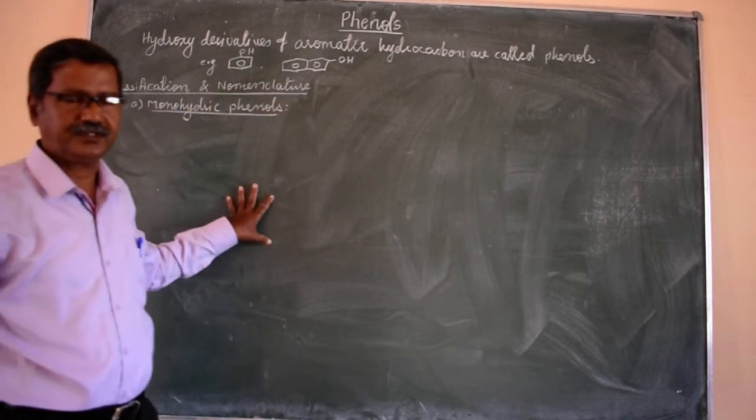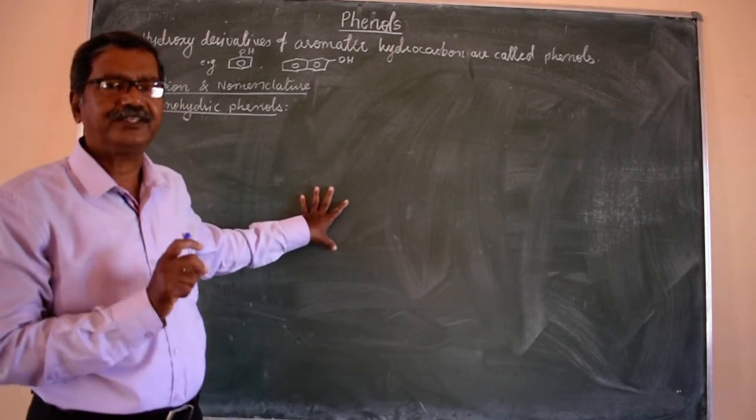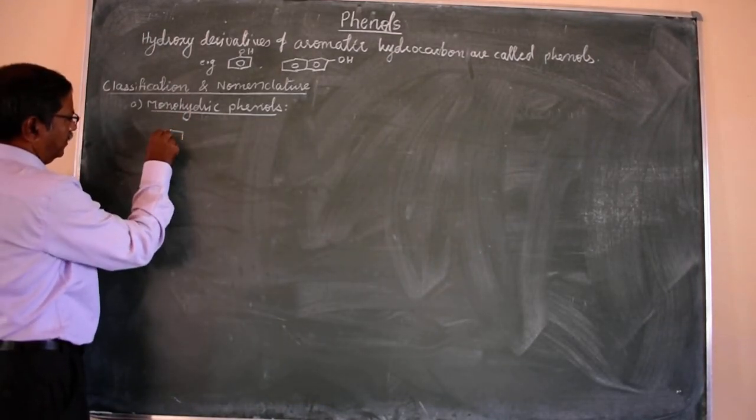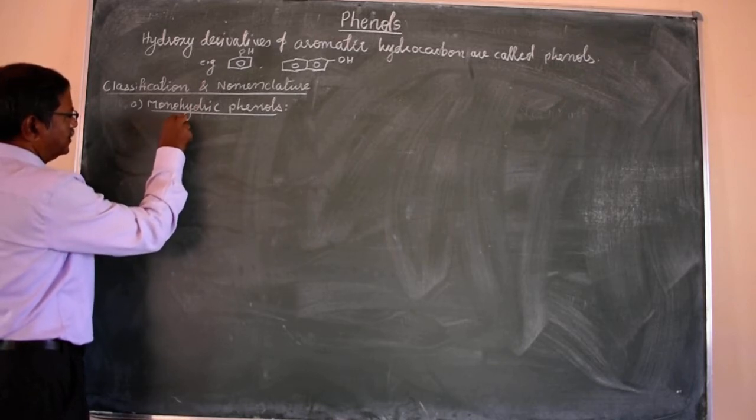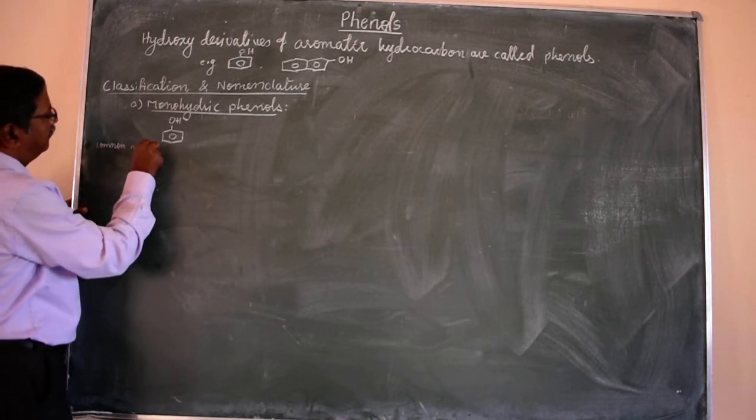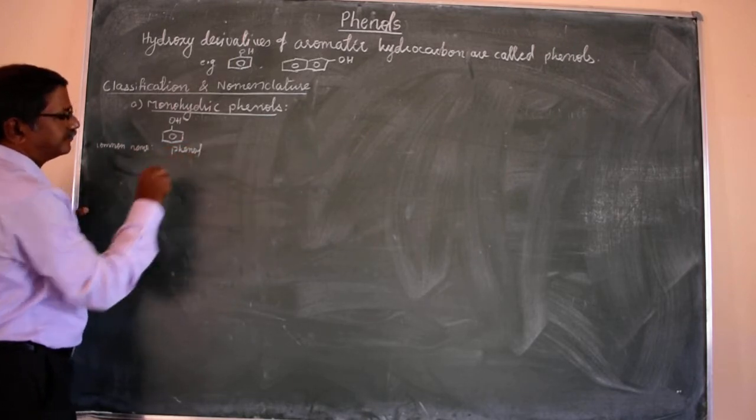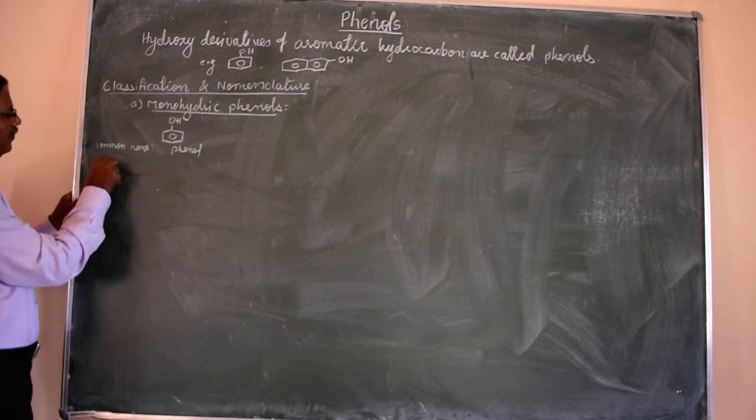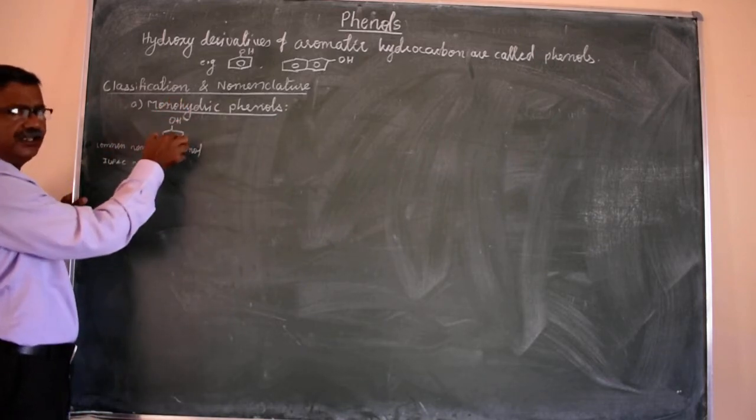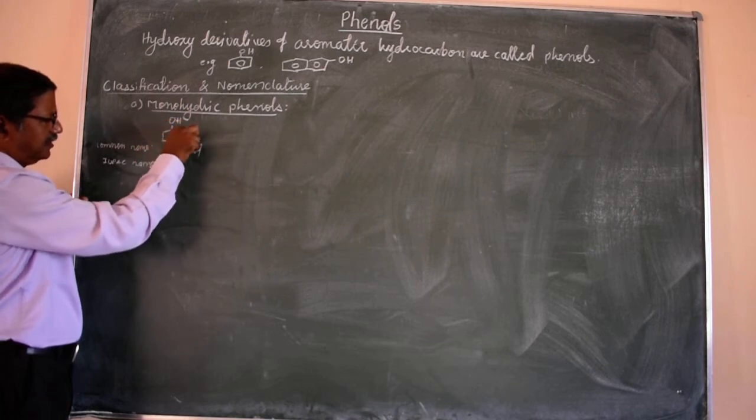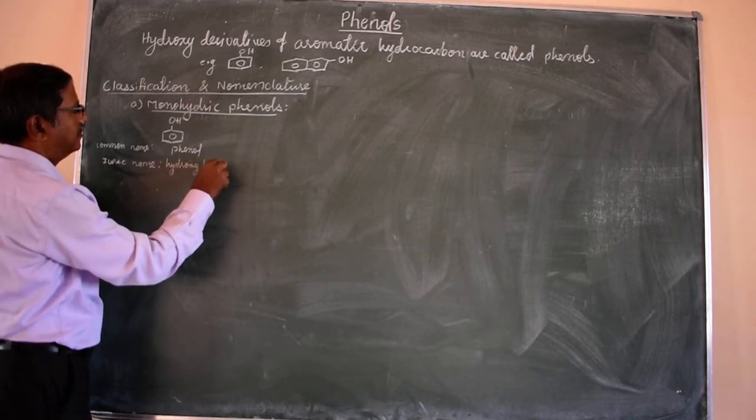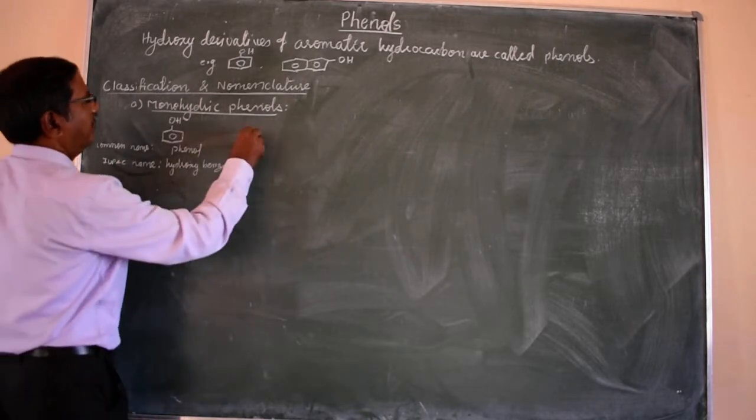Phenols with one OH group means you have to substitute or replace a hydrogen by one OH group. So for monohydric phenol, the example is this, and the common name is phenol. Well, the IUPAC name of this compound is hydroxybenzene. We know this part is called hydroxy and this is called benzene.